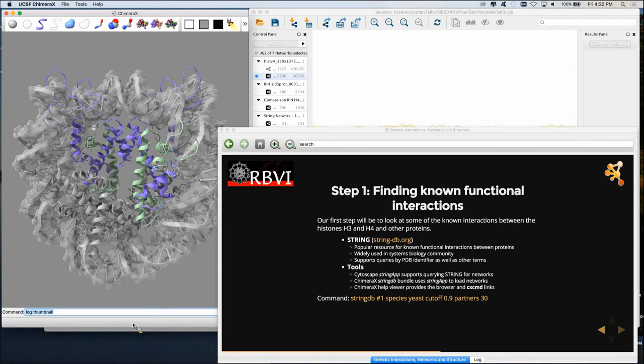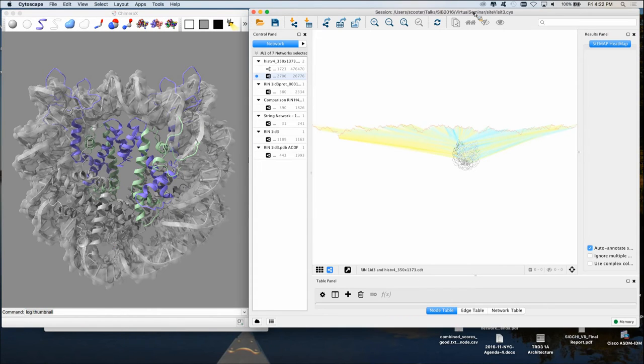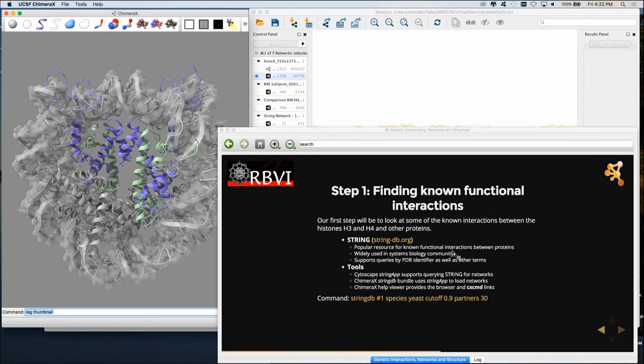On the left, we have the structure of the nucleosome. This is the yeast nucleosome running in Chimera X. And we'll talk a little bit more about Chimera X. On the right, those of you who are in the class should recognize Cytoscape, right? Two tools running, and then literally this browser that has all of my slides is actually the help viewer for Chimera X. But what's interesting is it has links in it that are commands for Chimera X. So if I click this command, it's going to basically tell Chimera X to use Cytoscape to go query the string database and find, in this case, 30 partners that are known to interact with the nucleosome.